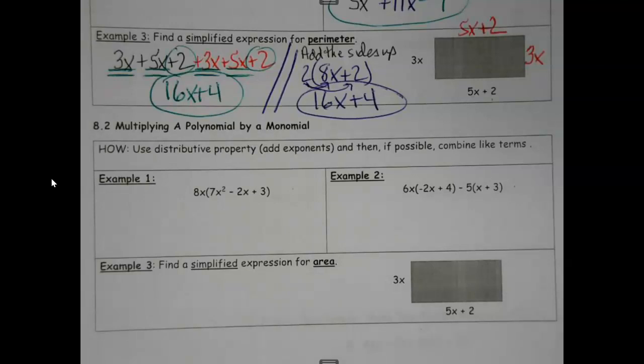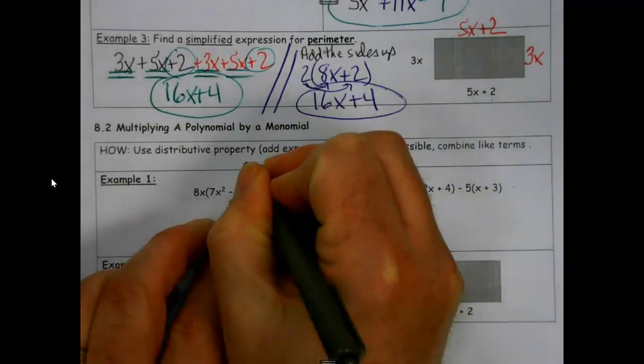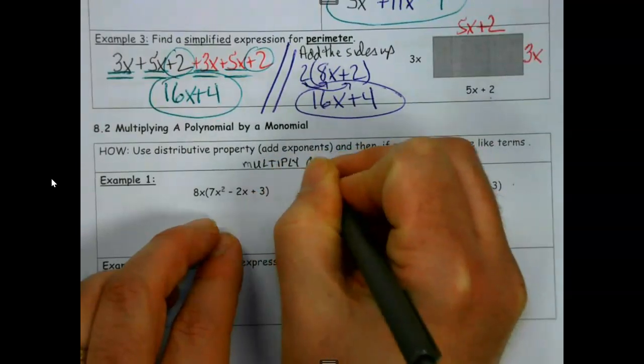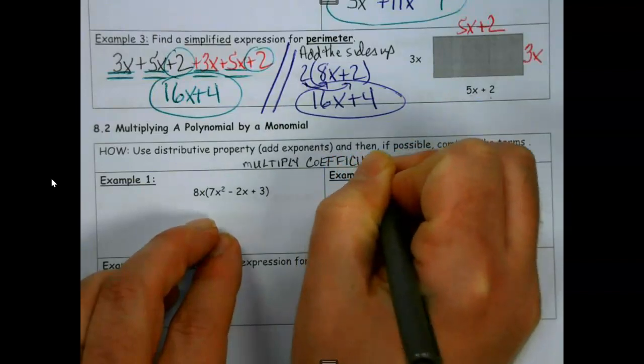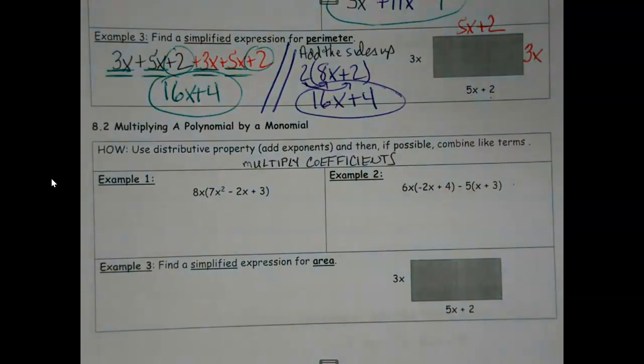We are going to use the distributive property. We've done that. We've distributed before. Adding exponents. We're going to add a little something underneath this. We're going to multiply the coefficients. Now, we've chatted about this word before. Coefficients are the big numbers in front. So even if you just wanted to multiply the big numbers, that's cool. And then if possible, combine like terms like we did yesterday.